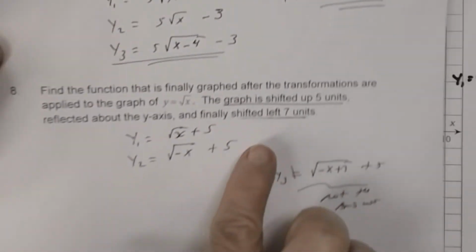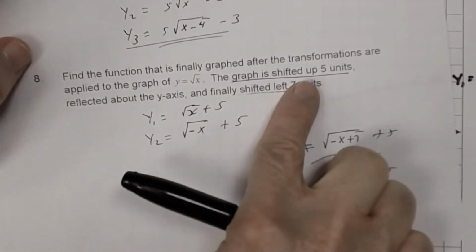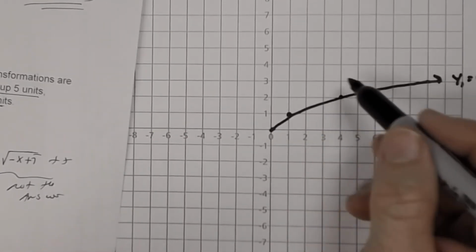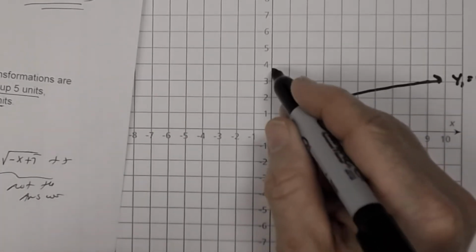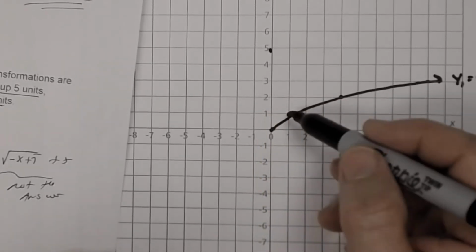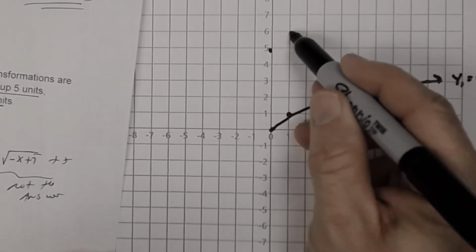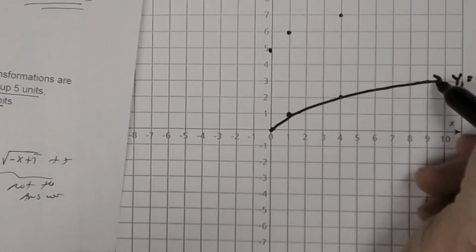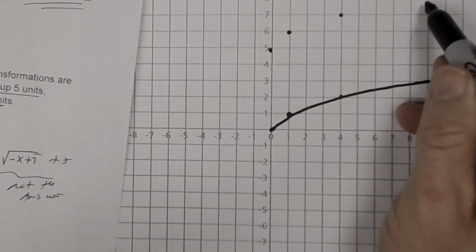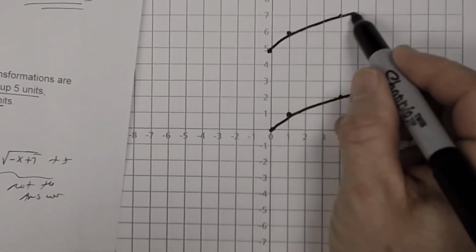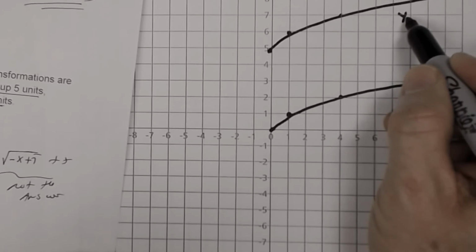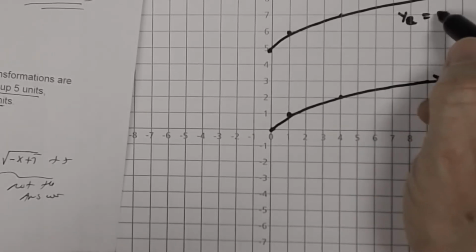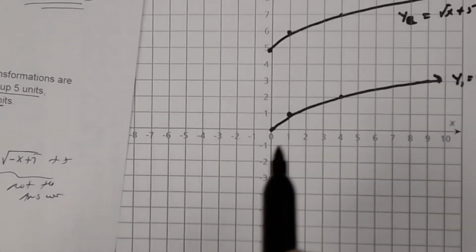Okay. Then it says you want to shift it up 5 units. So remember what that did. It took all these points and shifted them up 5 units. So 1, 2, 3, 4, 5. So that's my second transformation. So this is y2. So y2 then is square root of x plus 5.